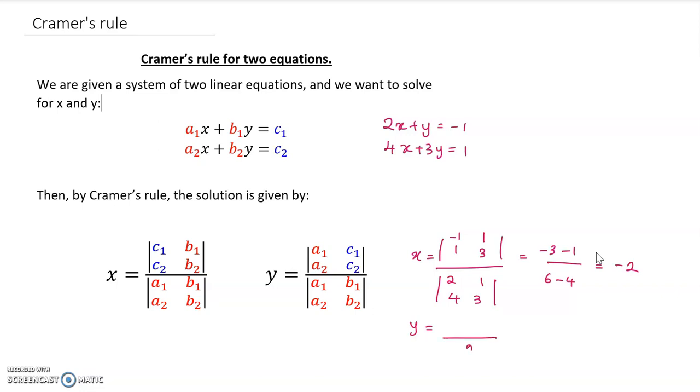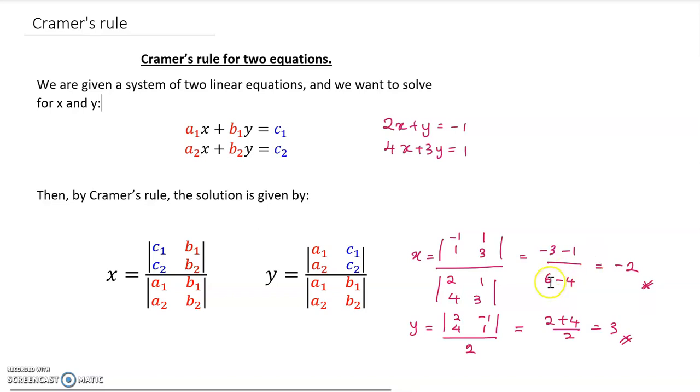For the y, the determinant at the bottom should be the same, which is 2. So you just take care of the numerator. You put -1 and 1 now in the second column, and the first column is the coefficient of x, which is 2 and 4. So now you have 2 plus 4 over 2, which is 3. This is how we use Cramer's rule to solve our system.